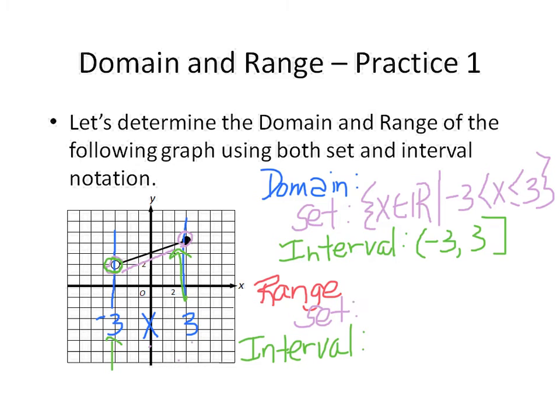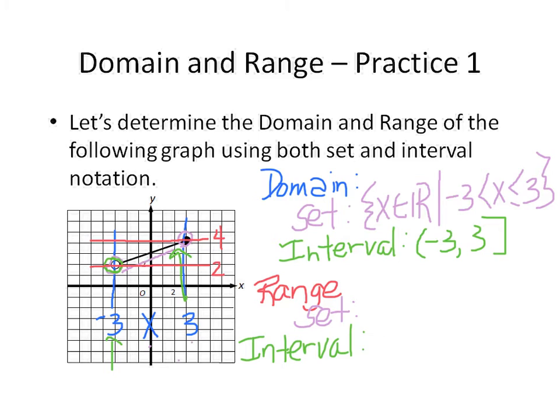Now we're going to look at the range. For the range, I start bottom to top. So I'm going to go to the lowest point on my graph and bring it to the y-axis. And I see that it crosses the y-axis at a 2. And then I'm going to go to the topmost point, and I see that it crosses my bracket at a 4. So again, I'm going to do set notation now.